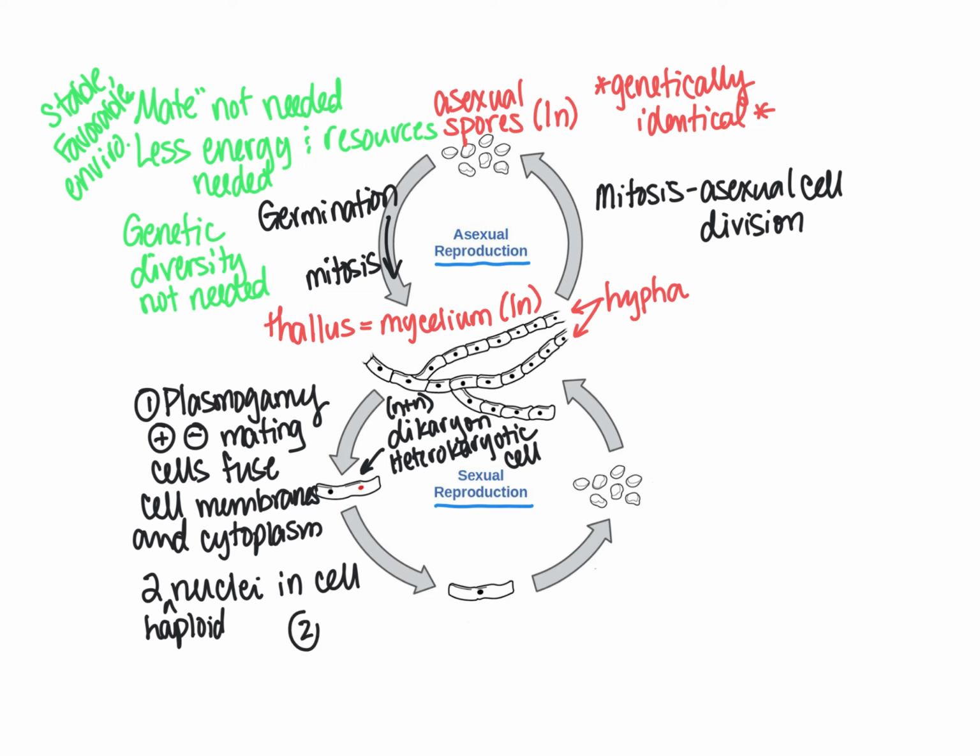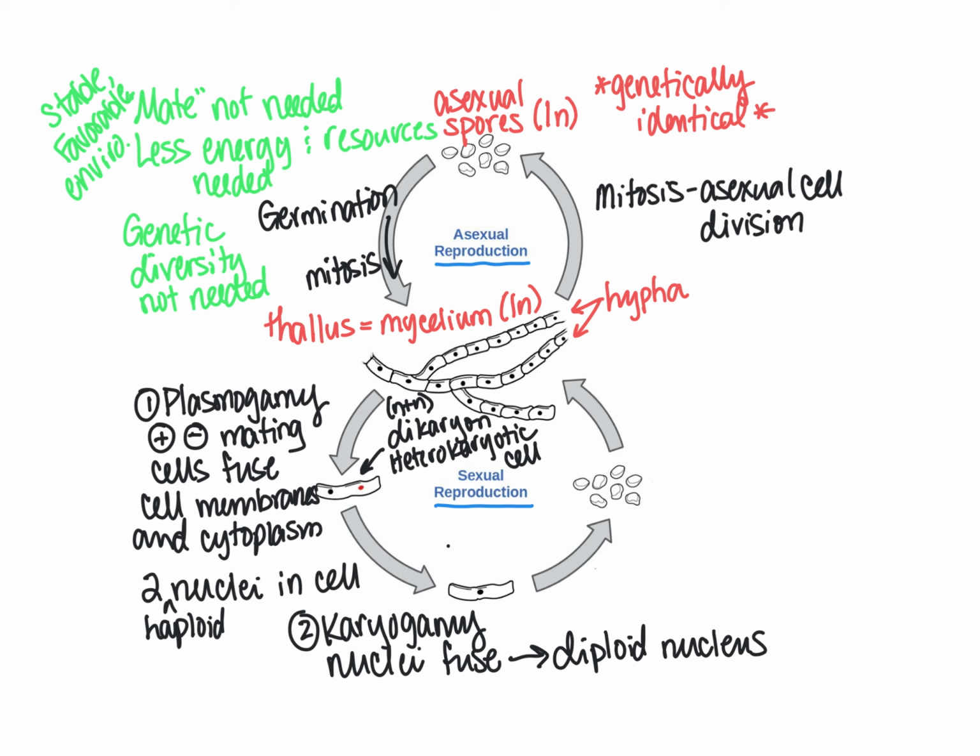In stage 2, we have karyogamy, in which the nuclei fuse. So you have the two haploid nuclei fuse in order to form a diploid nucleus. And this forms a cell called a zygote. And we represent the zygote as 2N because now we have two sets of chromosomes in this one nucleus instead of having two nuclei with a haploid number of chromosomes.